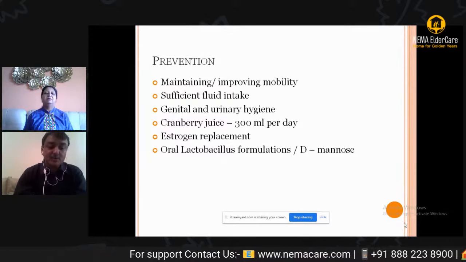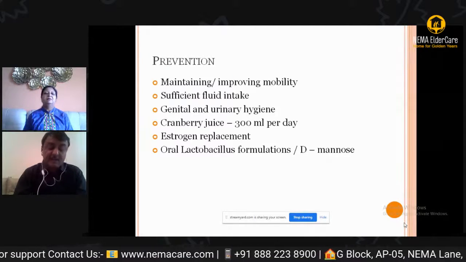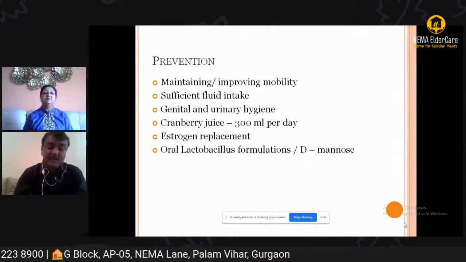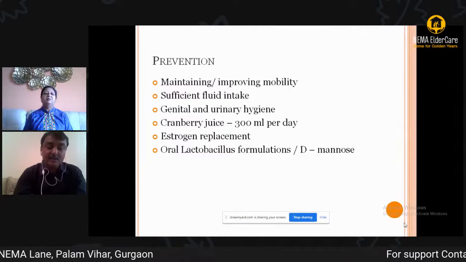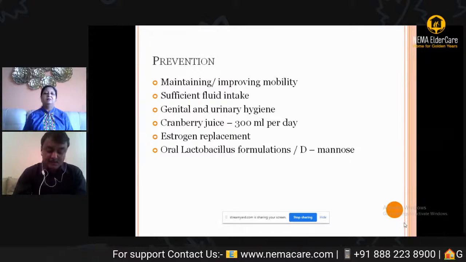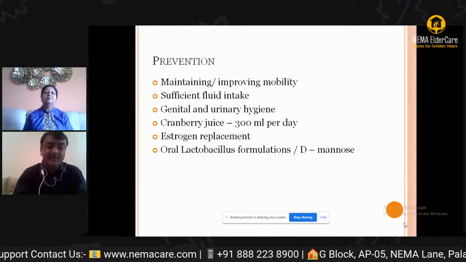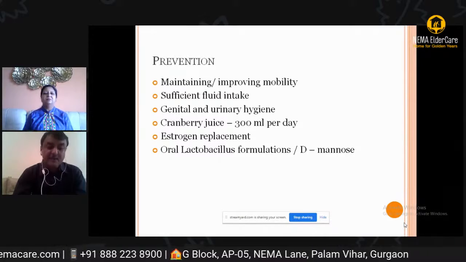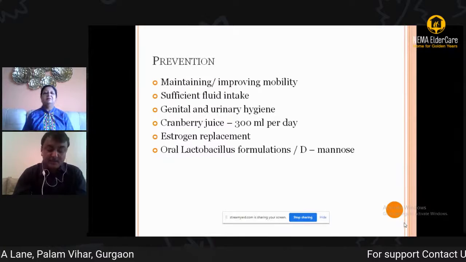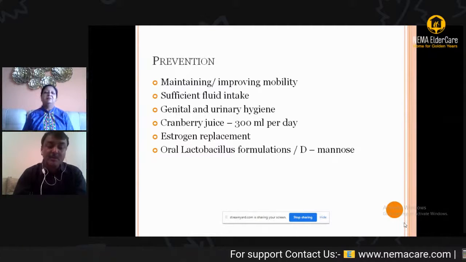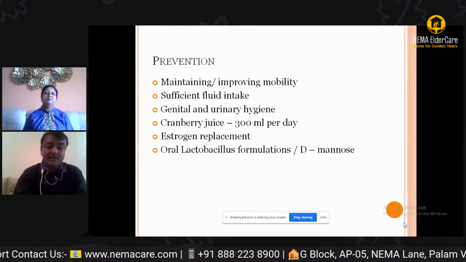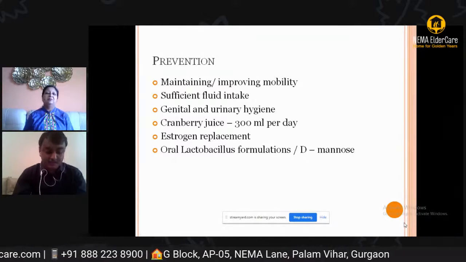People have tried cranberry juice, which contains an active ingredient known as proanthocyanidin, and this has been shown to prevent the attachment of the E. coli bacteria to the epithelial cells of the bladder wall. But there has not been any definitive trial which can say for sure that use of cranberry juice will prevent urinary tract infections. Moreover, the other problem is that we need to take a very huge amount of the cranberry juice on a day-to-day basis to be able to show some result in prevention of urinary tract infection.